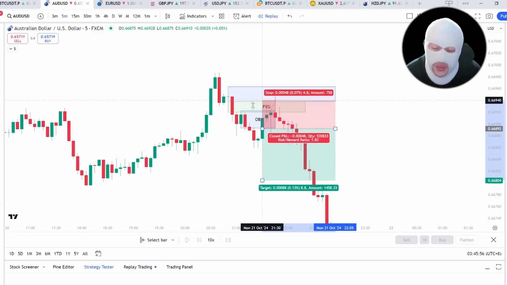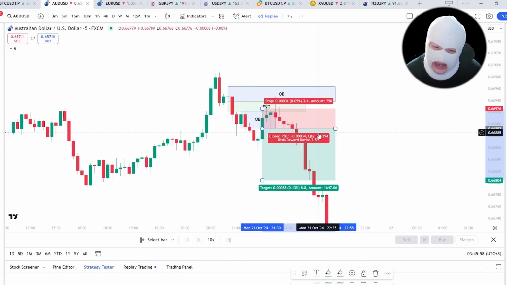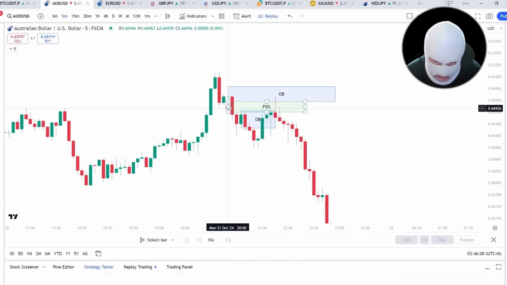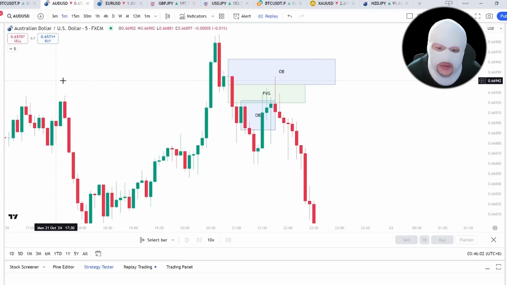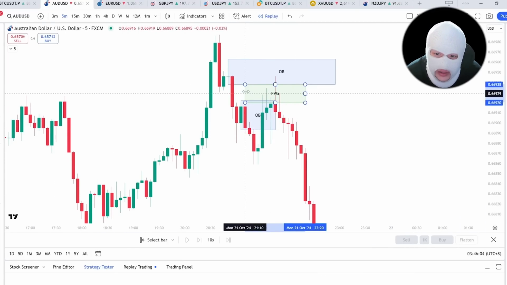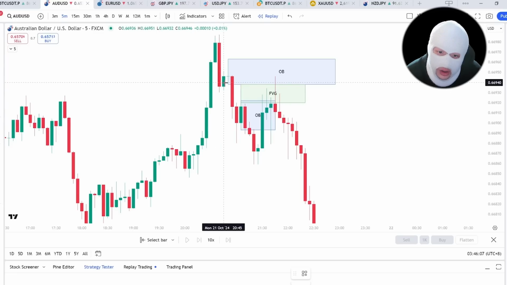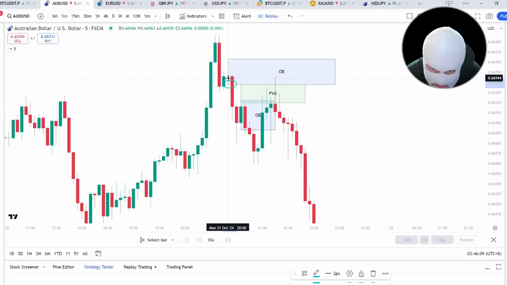But hold on, we are not just going to short blindly right there and then. Take a look to the left side. We can spot this fair value gap between the candles right above the first order block over here. We also have another order block right above it, right here.